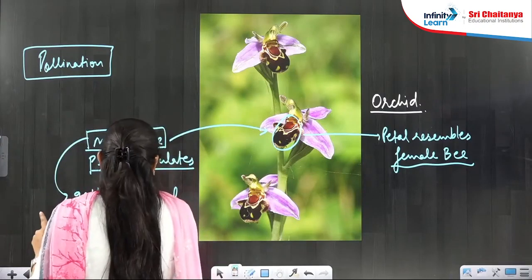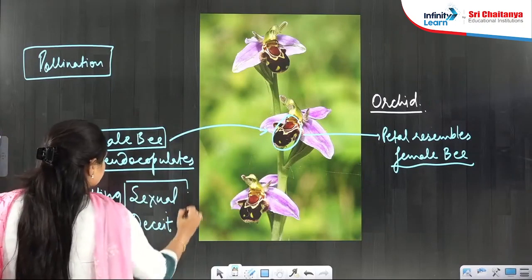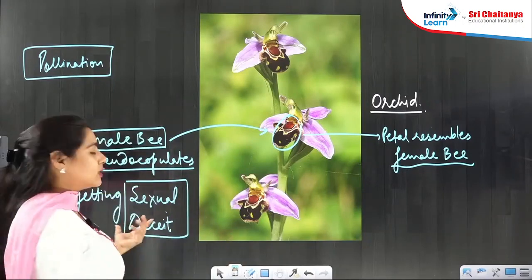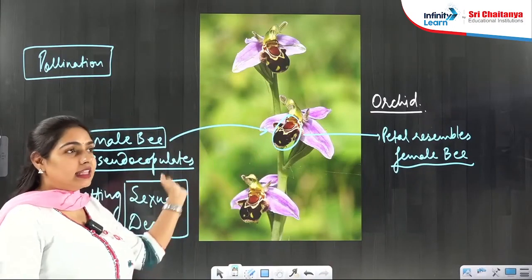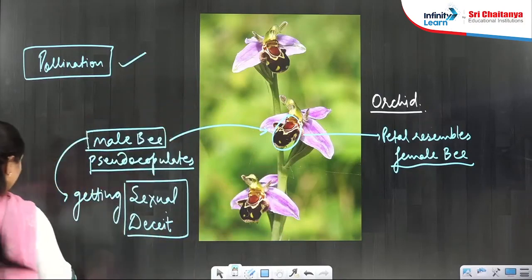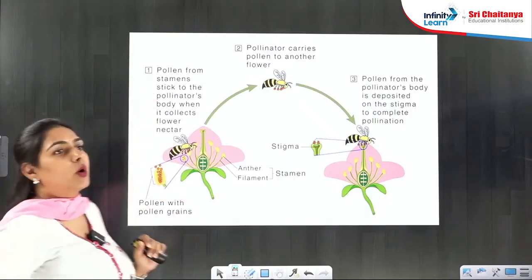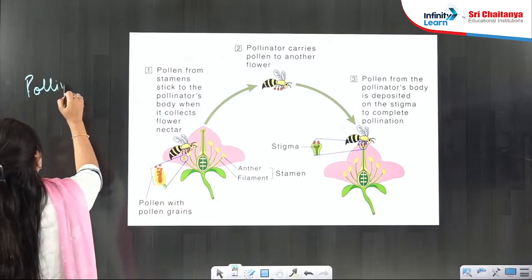Do you know what is the meaning of deceit? Dhokha. Okay, sexual deceit, dhokha. So it is getting sexual deceit, and in this process pollination will be done. One more. This is also pollination. You know pollination.